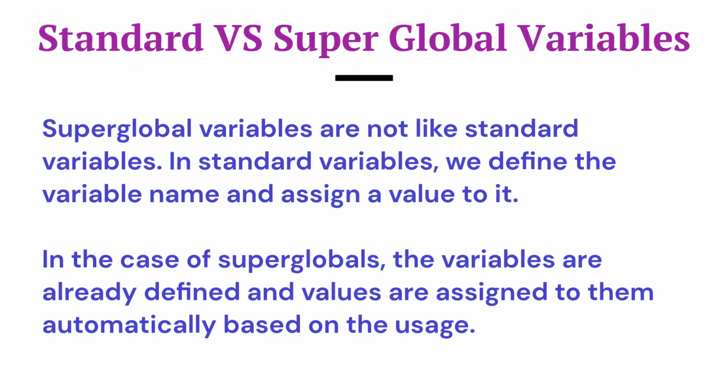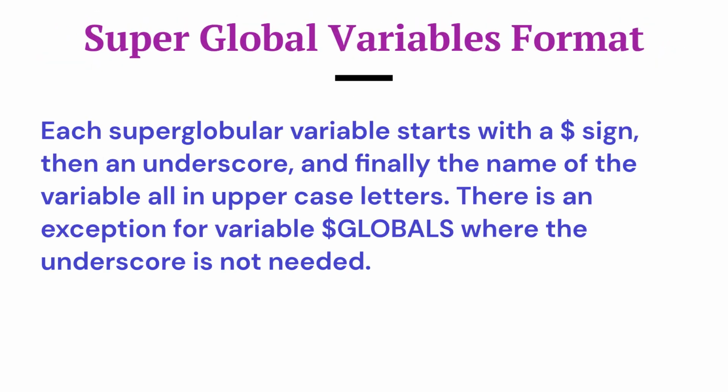Superglobal variables are not like standard variables. In standard variables, we define the variable name and assign a value to it. In the case of superglobals, the variables are already defined and values are assigned to them automatically based on the usage. Also, superglobal variables have a unique format of writing. Each superglobal variable starts with a $ sign, then an underscore, and finally the name of the variable all in uppercase letters. There is an exception for variable $GLOBALS where the underscore is not needed.